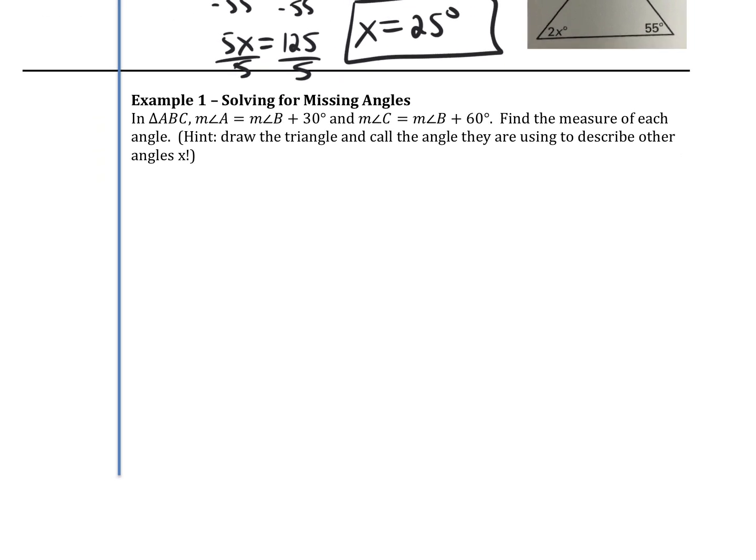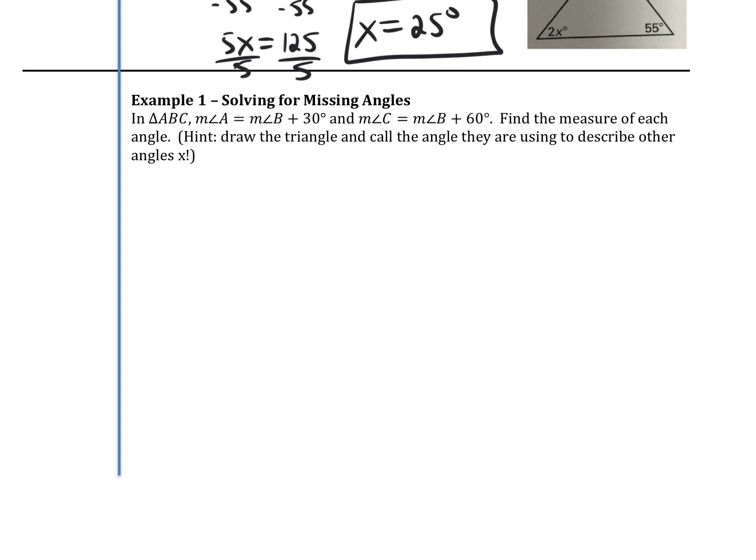So example 1, we have solving for missing angles. In triangle ABC, measure of angle A equals measure of angle B plus 30, and measure of angle C equals measure of angle B plus 60. Find the measure of each angle. It says, hint, draw a triangle and call the angle that they are using to describe other angles X.